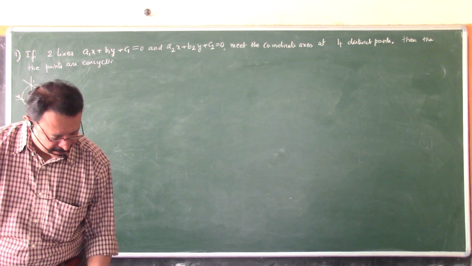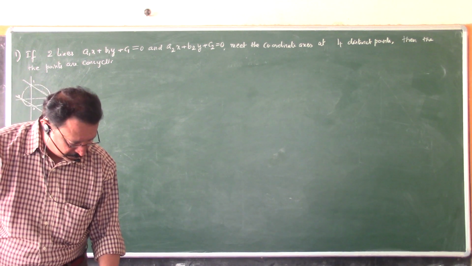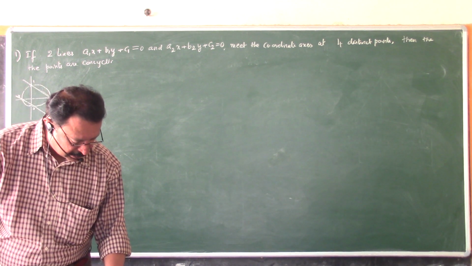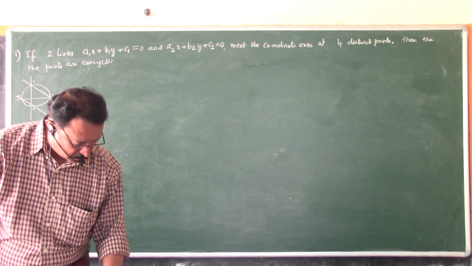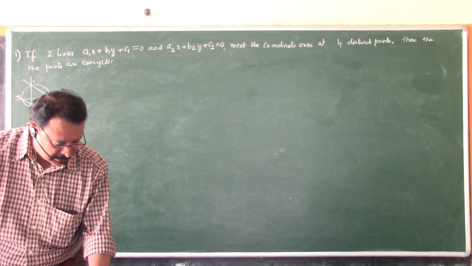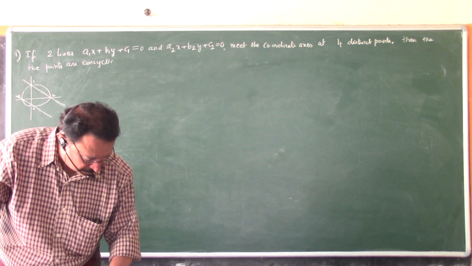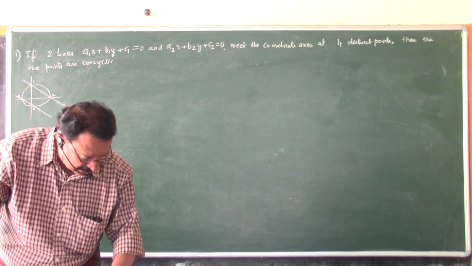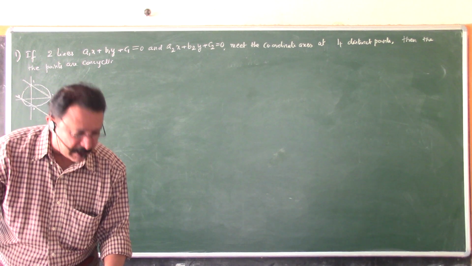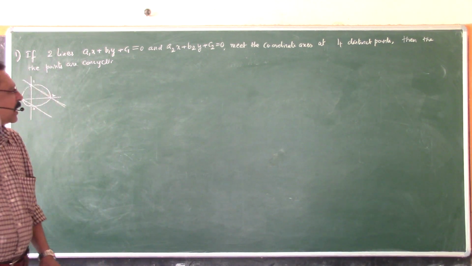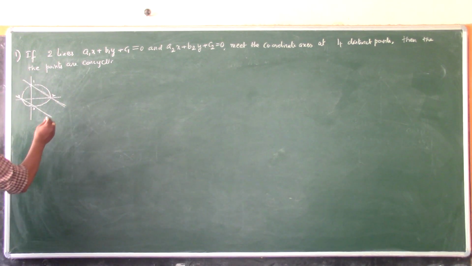The other point is, if the circle S is equal to 0 and the line L is equal to 0 intersect, then the equation of the circle passing through the point of intersection of the circle and the line is of the form S plus lambda L, where lambda is a parameter. This is the first point. Now I write the second point.